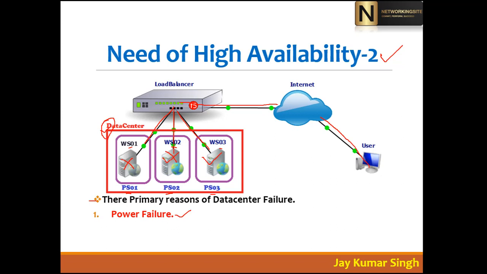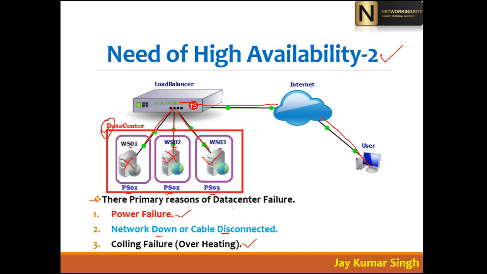So these are the primary reasons. Normally, what reasons are there? Power failure. Then network down or cable disconnected, and third, cooling failure or overheating. Due to these problems, your data center is down. If your data center is down, your physical layer is down, which means your logical layer is also down, and again the user is not able to access.